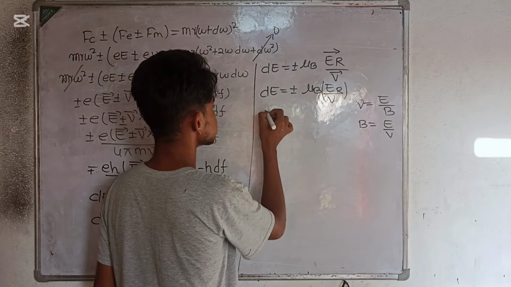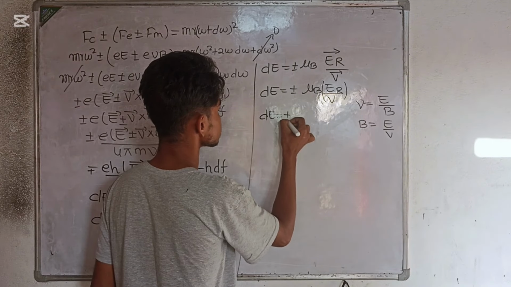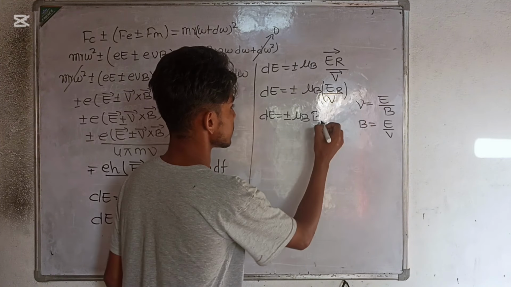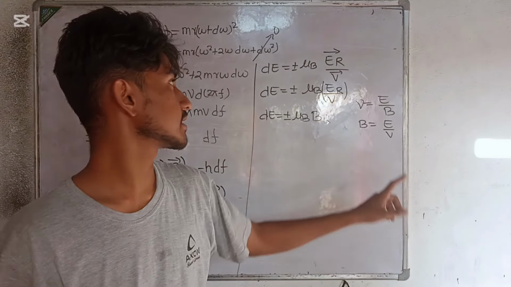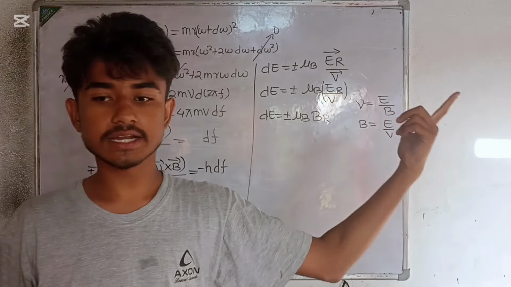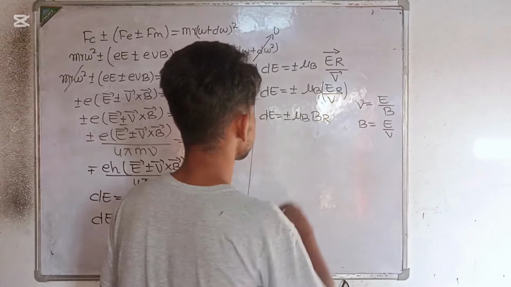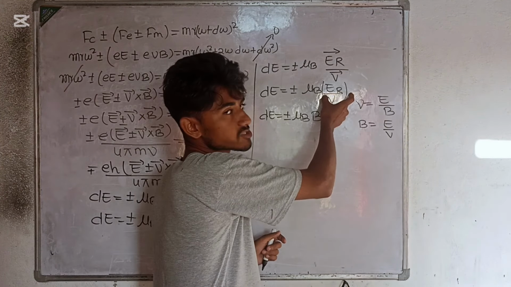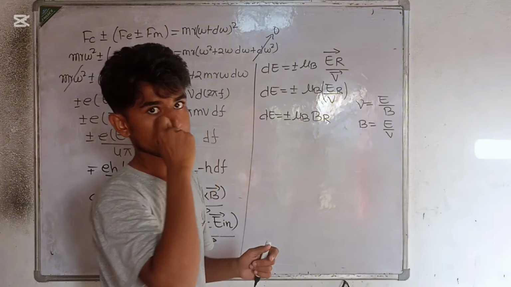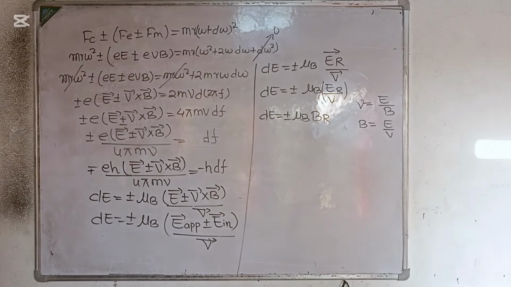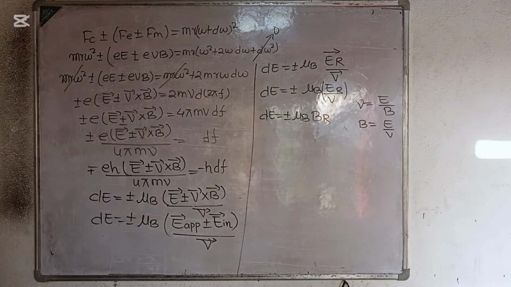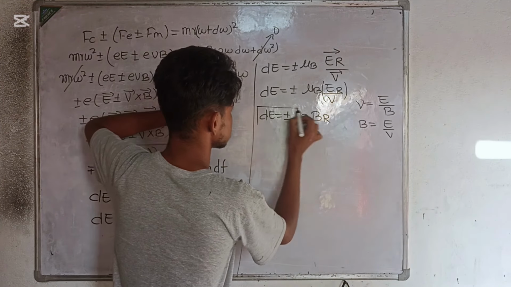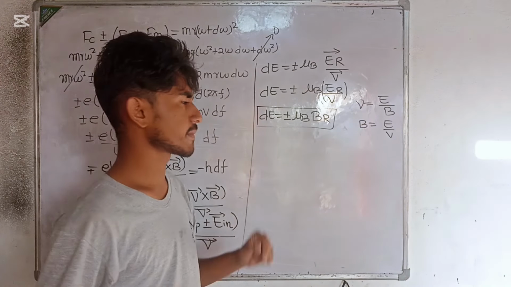So I can write it as dE equals plus minus mu B, and this would be B, and I'm writing R. This means resultant, that has to be the resultant magnetic field. So I'm not applying a magnetic field. This is not the applied magnetic field. This is the ratio that has unit Tesla. So I'm using magnetic field over there, right? So this is the total change in energy in presence of electric and magnetic field.